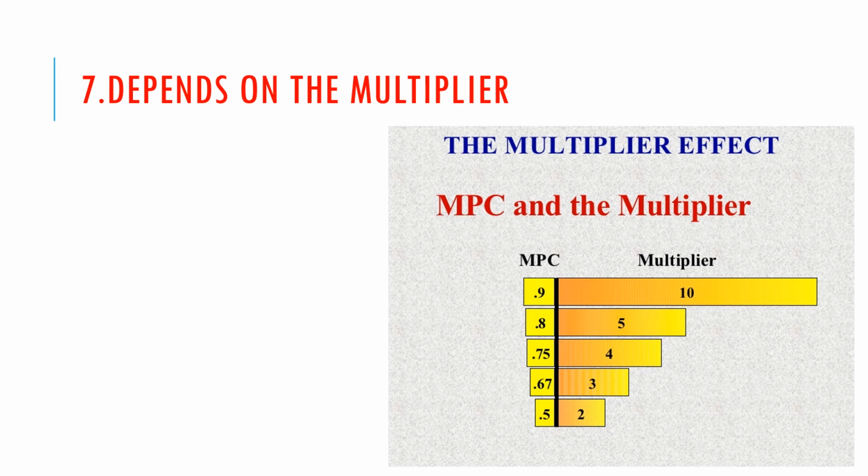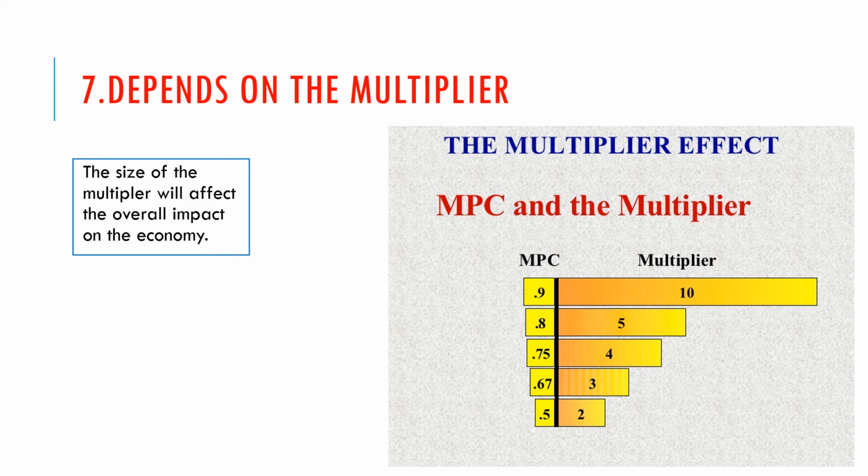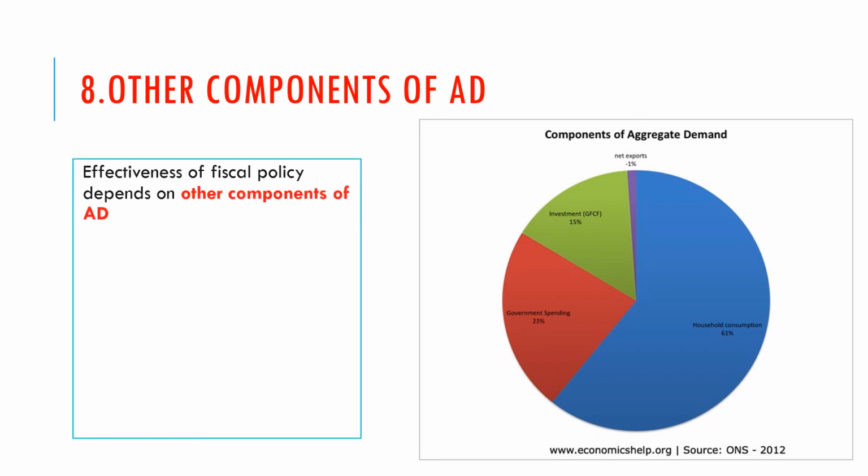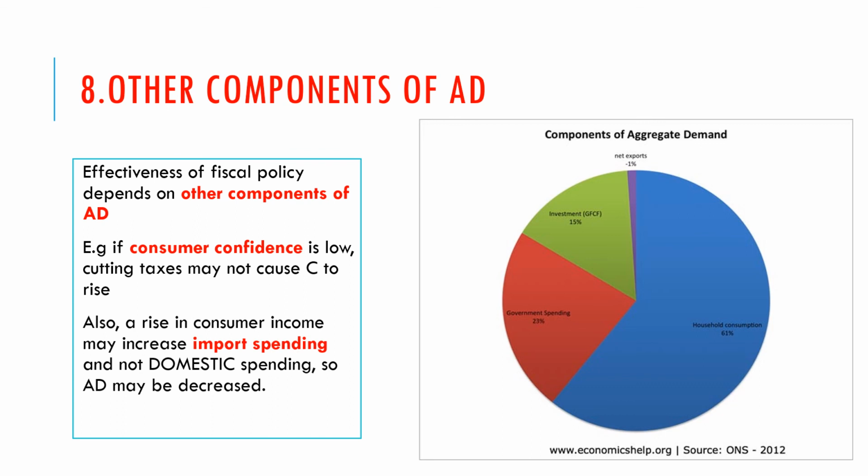Number seven is that any increase in government spending or any cut to taxation, the final effect of that will depend on the size of the multiplier, which is determined by the marginal propensity to consume. The greater the multiplier, the greater the effect that fiscal policy will have. Number eight is that government spending can have an impact on AD, but really also depends on what's happening to other components of aggregate demand. For example, if consumer confidence is low, cutting taxes may not cause consumption to rise.